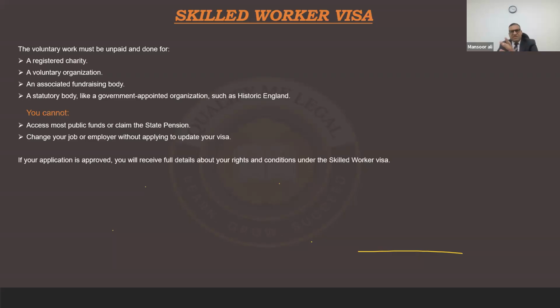Once it has been sorted, then obviously the third stage is that you have to give an interview to that specific company. After the interview, that company is going to issue or allocate a CoS to you. After allocation of the CoS, you need to apply for the visa on the web page which I told you, which is gov.uk. This is the whole procedure. I hope I have explained in detail the ins and outs of the skilled worker visa. If you have any further questions, you can pose them. Yes, sir. Any further question, please?